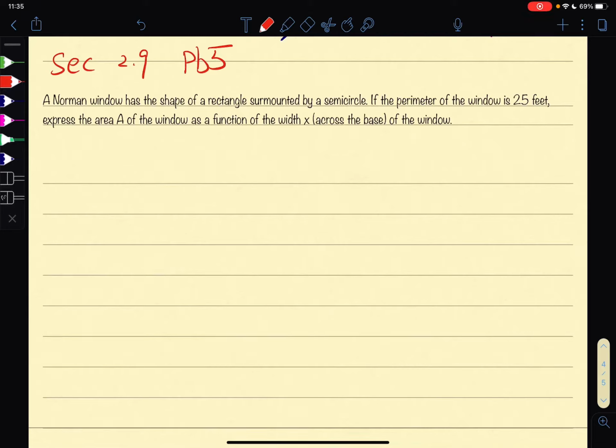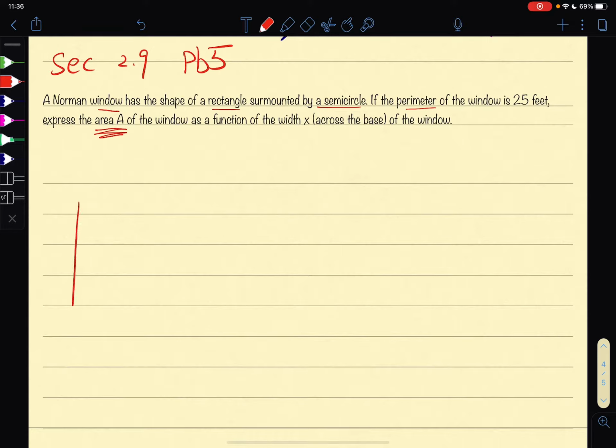So we're going to talk about problem number 5 from homework in section 2.9. This is very similar to an in-class example, but I hope that going over it one more time can reinforce your understanding. Basically, I have a window here. It has the shape of a rectangle with a semicircle mounted on top. What you know is the perimeter of the window, and you want to express the area as a function of the width of the window.